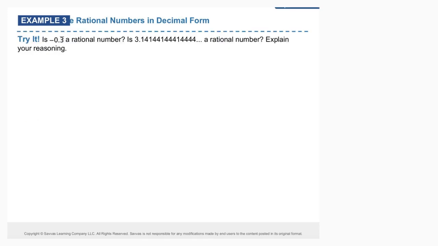This is the try it at the bottom of page 17. I want you to decide, is this a rational number? So you're going to say yes or no and then give me a reason why. Go ahead and stop the video here, work on this, and when you're ready for checking, you're going to come back.